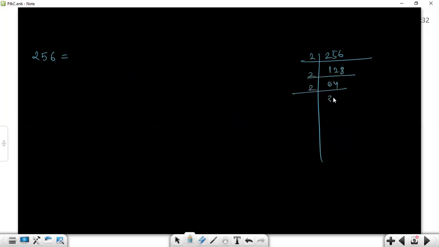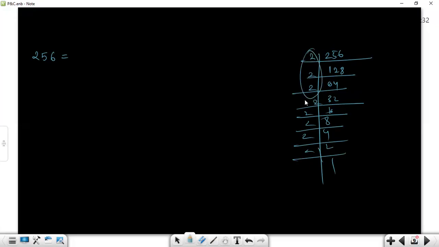Okay, so now let's say there is any number, 256. How do we prime factorize it? We write 256 here, then divide by the first prime number, 2: 128, 64, 32, 16, 8, 4, 2, 1. So how many twos? 8. So basically 2 raised to power 8. That is the prime factorization of this particular number.